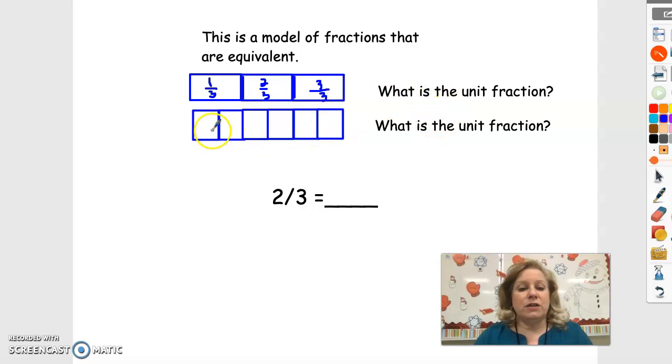All right, so what is the unit fraction on our second model here? Well, we know we have 1, 2, 3, 4, 5, 6 parts, and we know our unit fraction has a 1 at the top in the numerator and the 6 in the denominator. So our first piece is 1/6, and we can count 2/6, 3/6, 4/6, 5/6, and 6/6. We know 6/6 equals our whole.